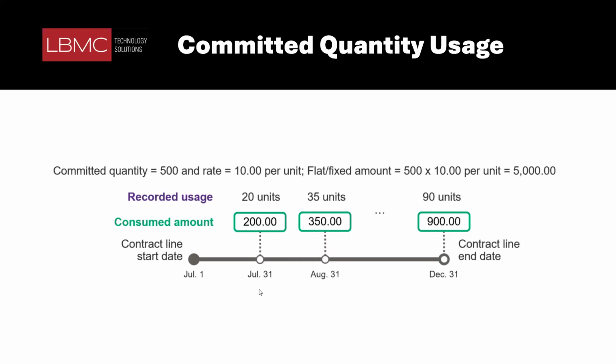With committed quantity usage billing, we're going to define the committed quantity and usage rate for the entire contract line term. The system calculates the flat fixed amount of the contract line. So that's the committed quantity times the rate. You're going to add usage data for the quantity consumed each period that counts towards the committed quantity. And then the system bills for the consumed amount, which is the recorded usage times the rate. And then the system defers the flat fixed amount and recognizes it according to the revenue schedule.